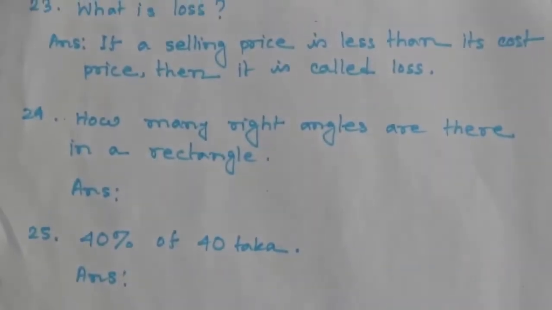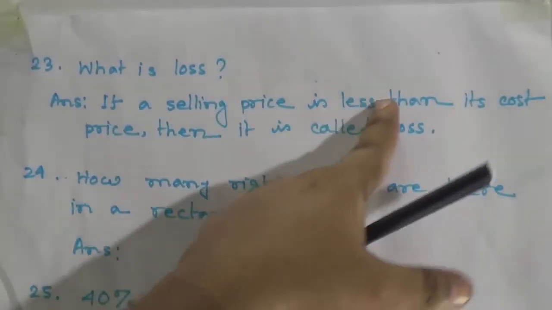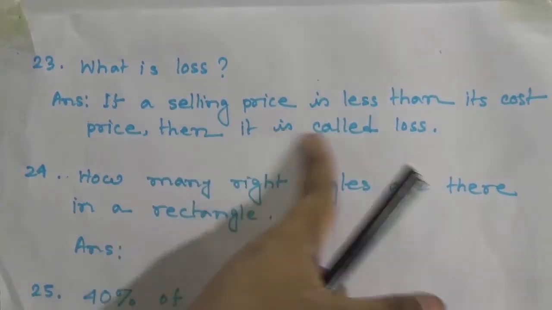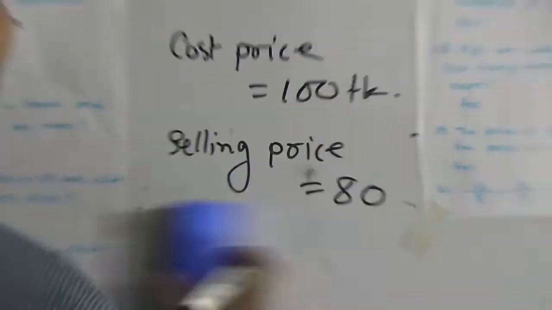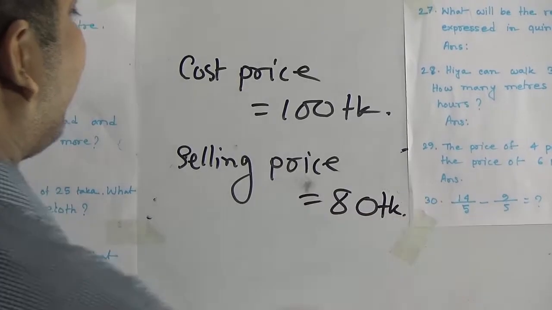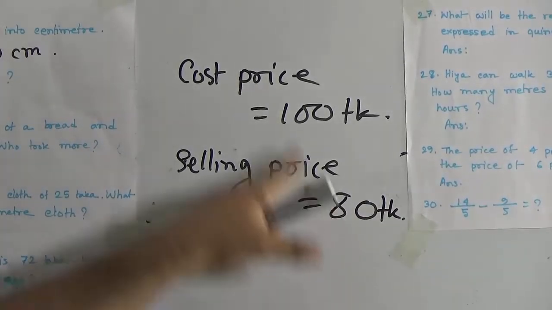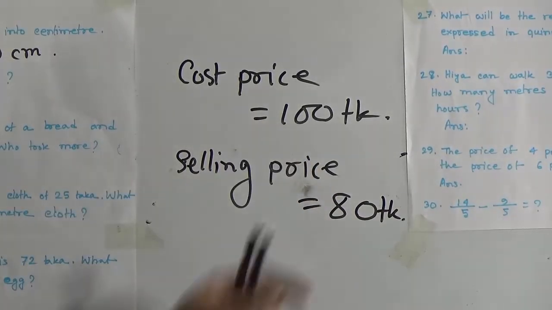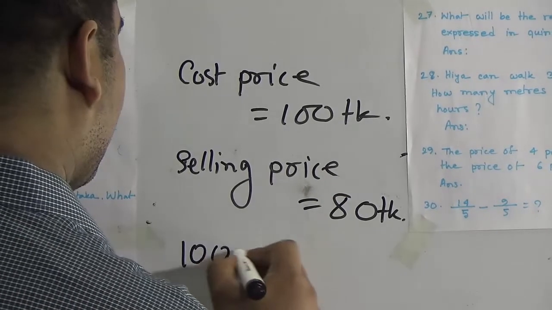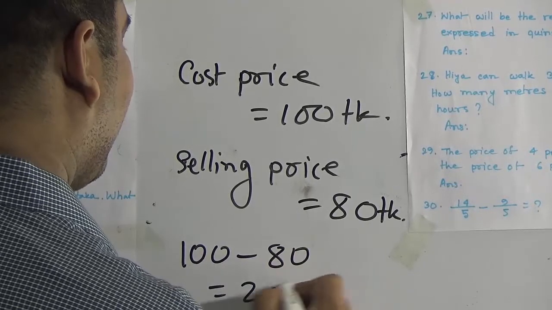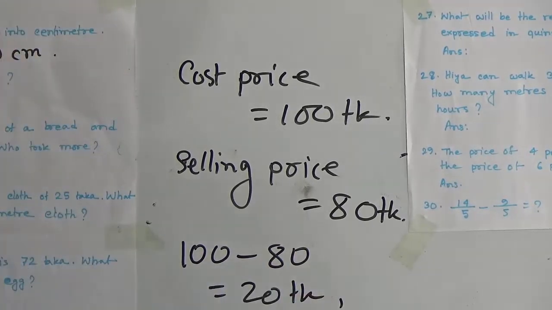Opposite of profit. If a selling price is less than its cost price, then it is called loss. So suppose cost price is 100 taka and this time selling price is 80 taka. So what will happen? Here we know when selling price is less than cost price, then loss will happen. So how many taka loss? 100 minus 80, that means 20 taka loss. I hope you have understood.